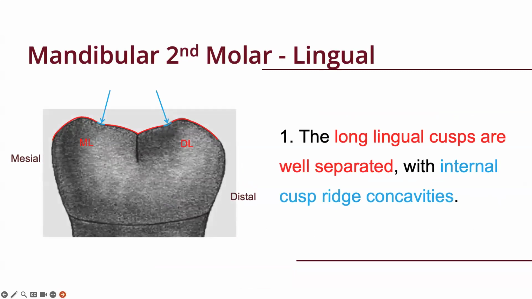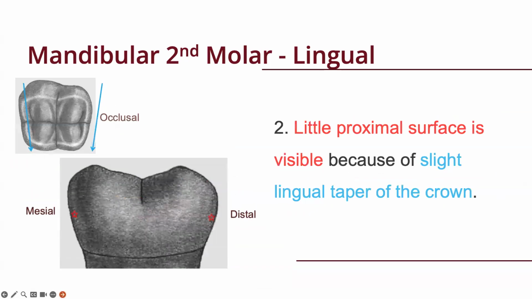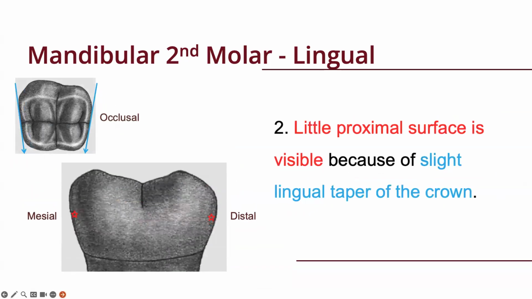From the lingual aspect, the long lingual cusps are well separated with internal cusp ridge concavities, following the same pattern as the mandibular first molar, with these internal cusp ridge concavities on the mesiolingual and the distal lingual internal cusp ridges. There's little proximal surface visible because of the slight lingual taper of the crown. Again, less lingual taper than the mandibular first molar, so less visibility of the proximal surfaces from the lingual view.